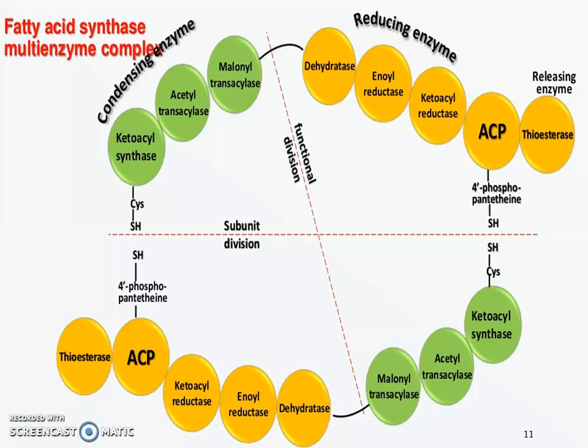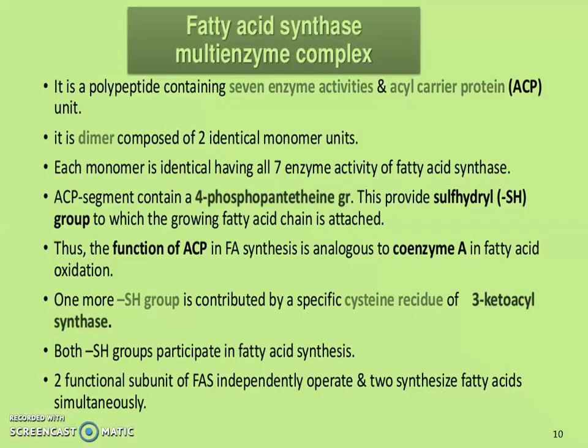The SH group of phosphopantetheine of one subunit is in close proximity to the SH of the cysteine residue of the other subunit. Each monomer of FAS contains all the enzyme activities of fatty acid synthesis, but only the dimer is functionally active. This is because the functional unit consists of half of each subunit interacting with the complementary half of the other. Thus, the FAS structure has both functional division and subunit division. The two functional subunits of FAS independently operate the synthesis and synthesize two fatty acids simultaneously. So this is the description of the fatty acid synthase multi-enzyme complex.